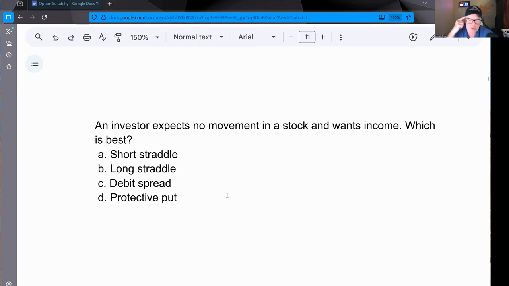Investor expects no movement, stress, stability. I want income. Income means sell. It's got to be short straddle, baby. Boom. Love it.